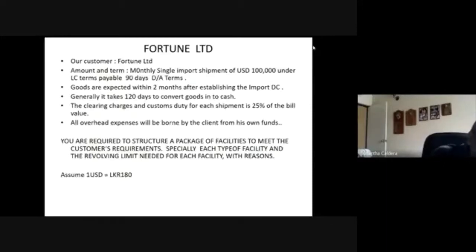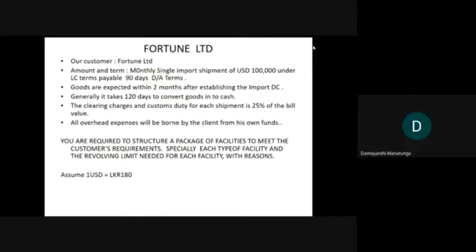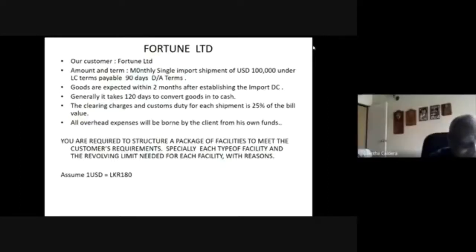Then the other three facilities we have now written. There is one more facility, facility number 4. What is that? Revolving import loan. Revolving import loan දුන්නා, facility number 3 එකේ.